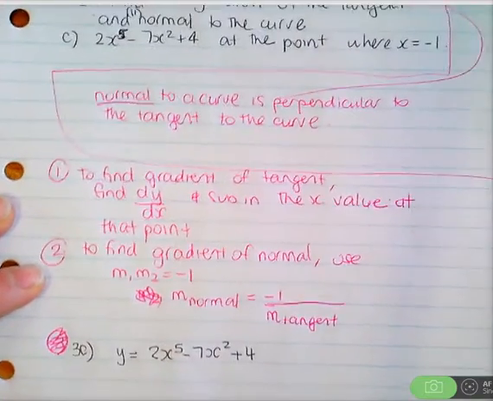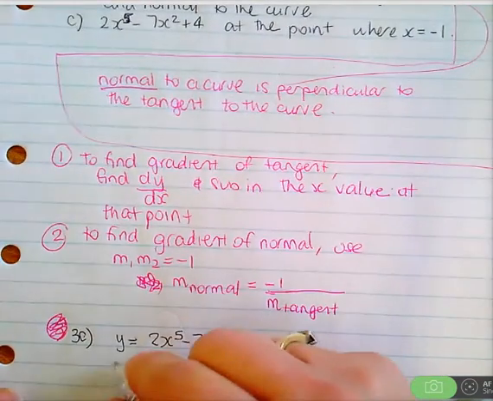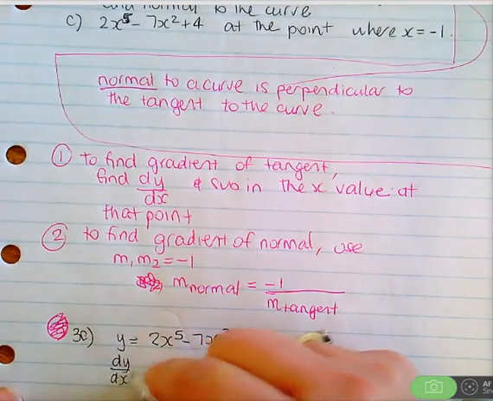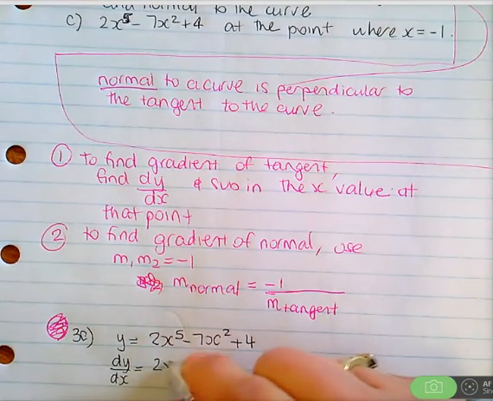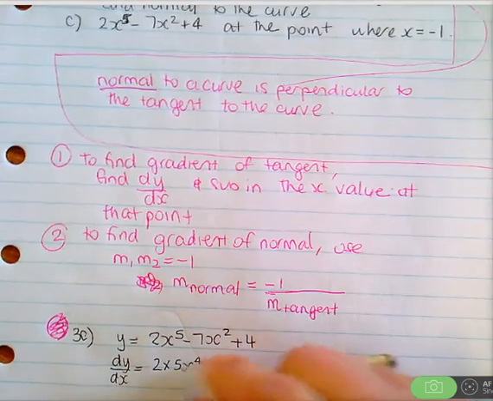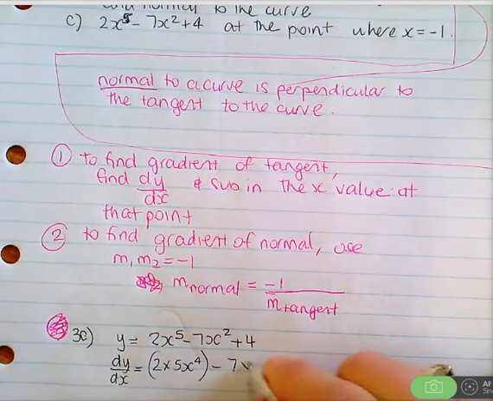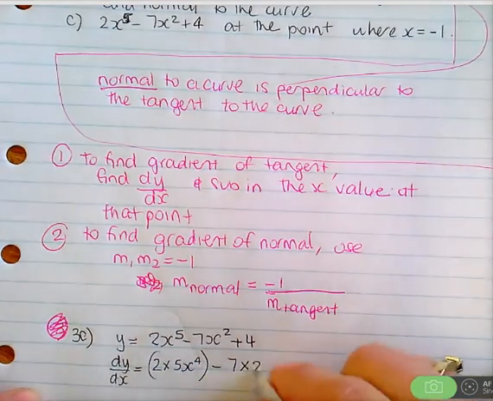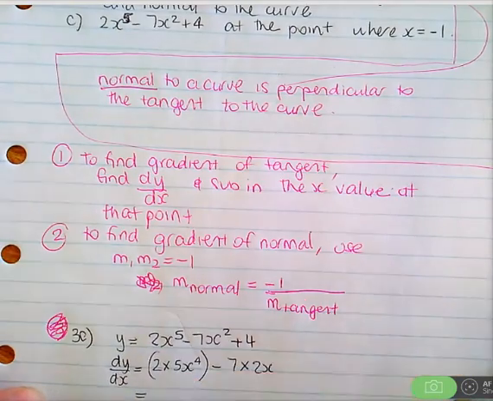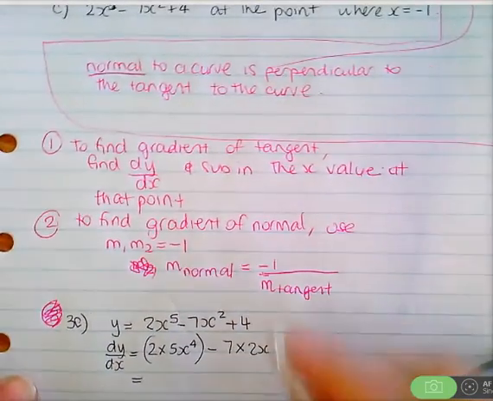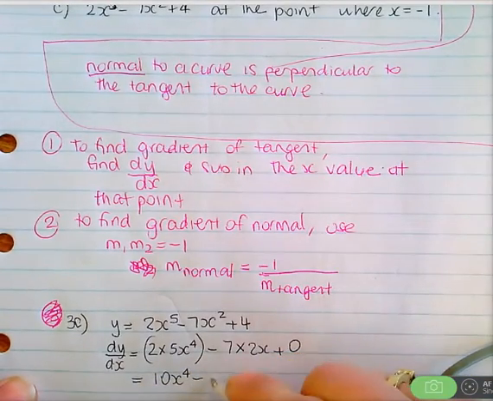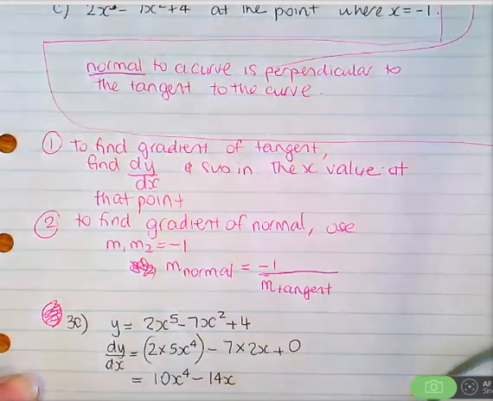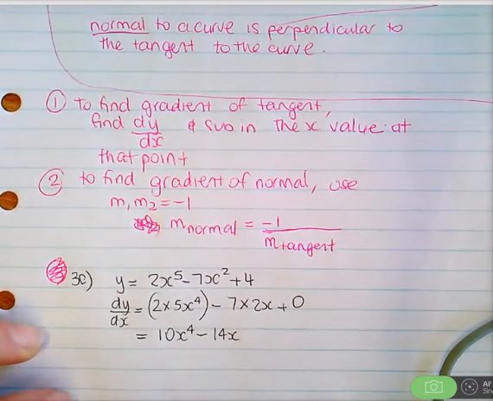All right, so are we ready? So what do I do? dy dx is 2 times 5x to the 4, which is? All right, so you'll be able to start writing them straight out. 7 times 2x and then plus 0, which we don't do. I'll just put the plus 0 while we're learning. 10x to the power of 4 minus 14x. Girls, that's the gradient function.